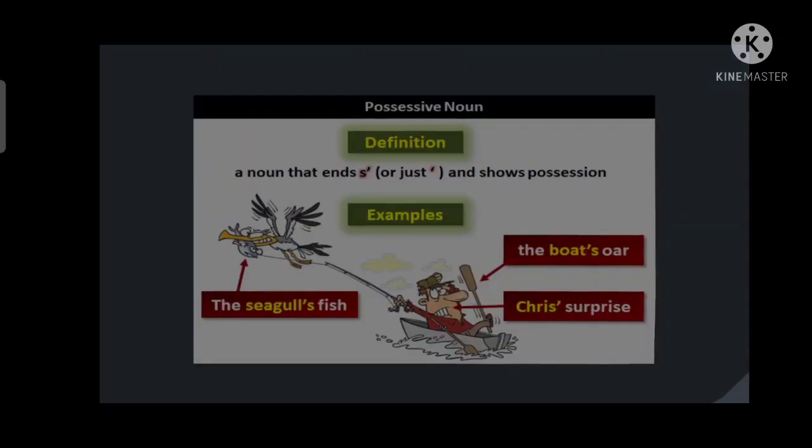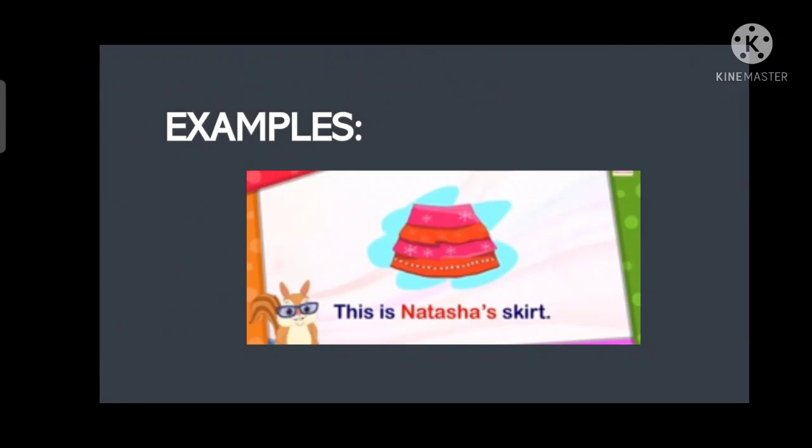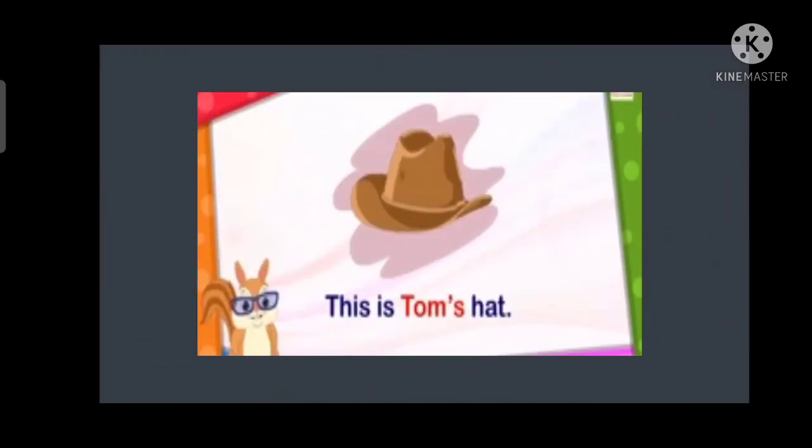Okay, now let's see examples of possessive nouns. This is Natasha's skirt. Here apostrophe s is given. It means the skirt belongs to Natasha. This is Tom's hat. Now here again apostrophe s is given. It means the hat belongs to Tom. The owner of the hat is Tom only.